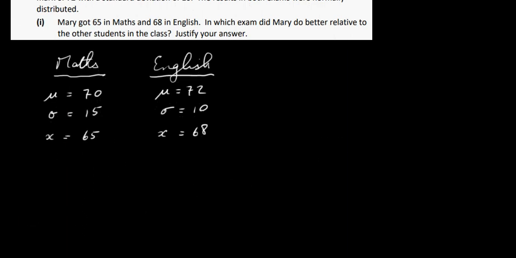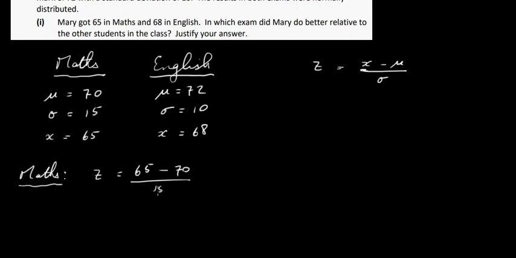So if we take maths, we know that Z is equal to our X value minus the mean divided by the standard deviation. It just tells us how many standard deviations this X value here is going to be from the mean. So Z here, for maths, is going to be the 65, which is our X value, minus the 70 divided by the standard deviation, which is 15. Now when you work that out for maths, you get minus 1/3, or minus 0.33, 3 repeating here.